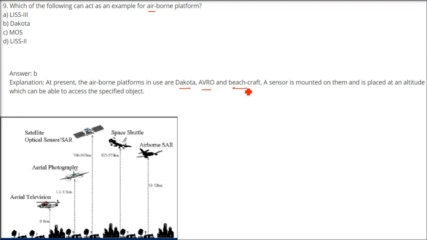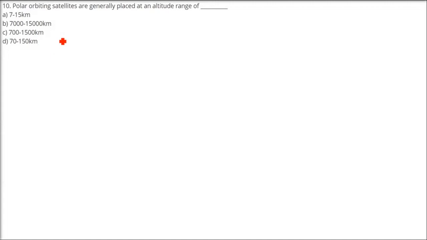So at present we have airborne platforms such as Dakota, Aviaro, and Beechcraft. These are different airborne things you are able to see. It's like sensing from a place where you can see the ground, you can sense the ground. And the answer is Dakota, because these 3, MOS and the other 2, are not airborne, they are satellite-borne.